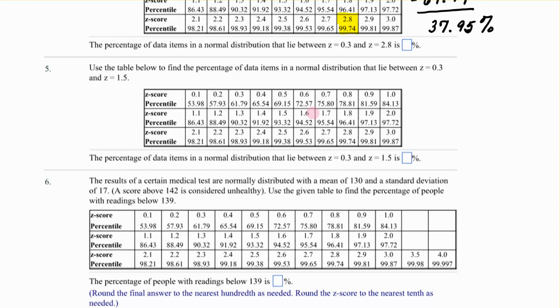Number 5, find the data that fall between 0.3 and 1.5. All right, between. So take the larger one, 93.32, subtract the smaller one, 61.79, those percentiles, and you will get that the percent between them is 31.53%.